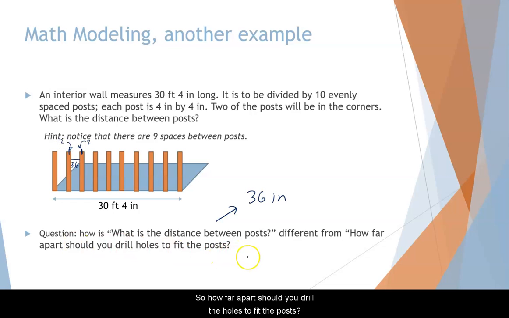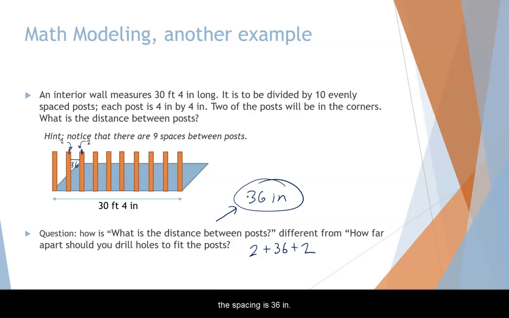So how far apart should you drill the holes to fit the posts? We would end up solving this whole problem differently, but we can find out the answer from knowing that the spacing is 36 inches. Add all this together, and from center to center, each post is 40 inches apart.